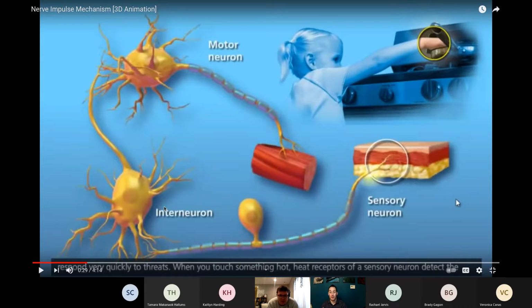So interneuron is what most of your neurons, all of your neurons in your brain, and also most of your neurons in your body are interneurons. But you also obviously have a lot of sensory and a lot of motor neurons.